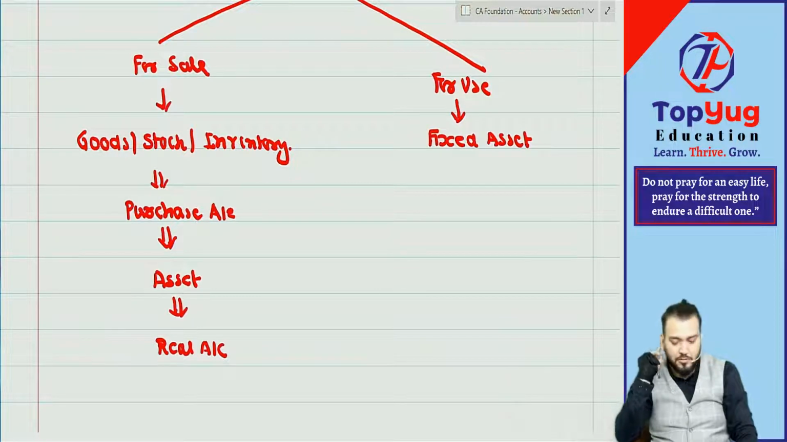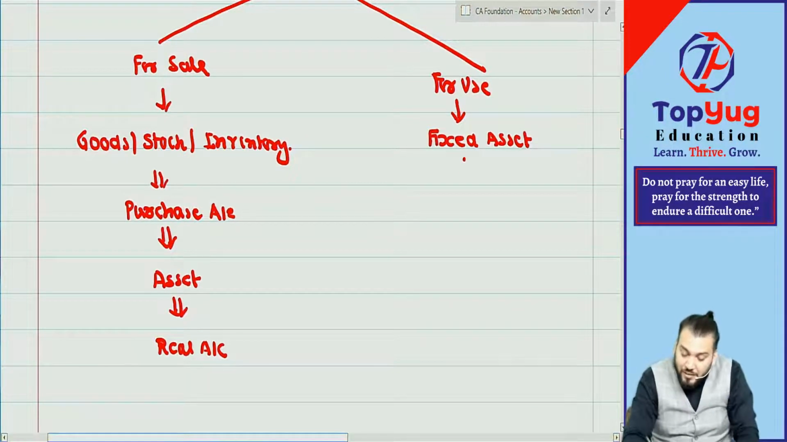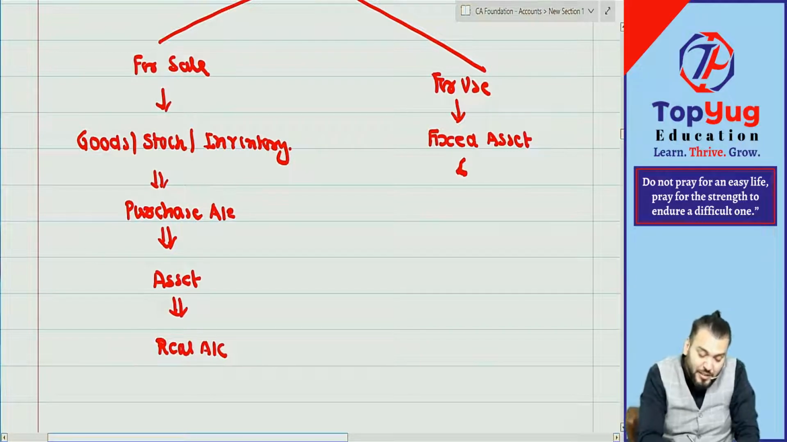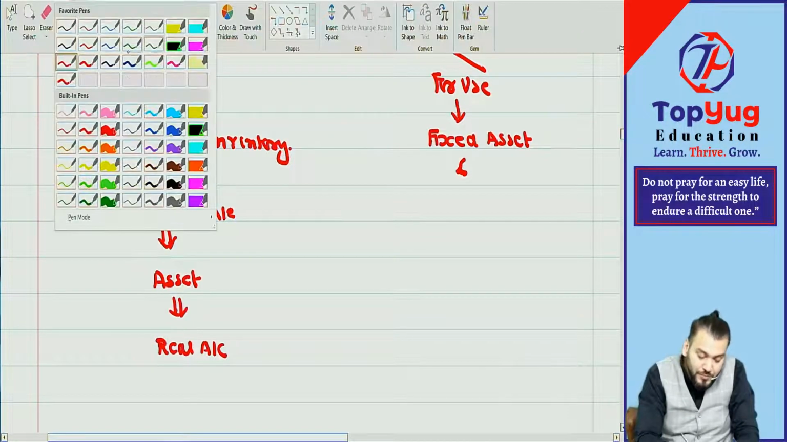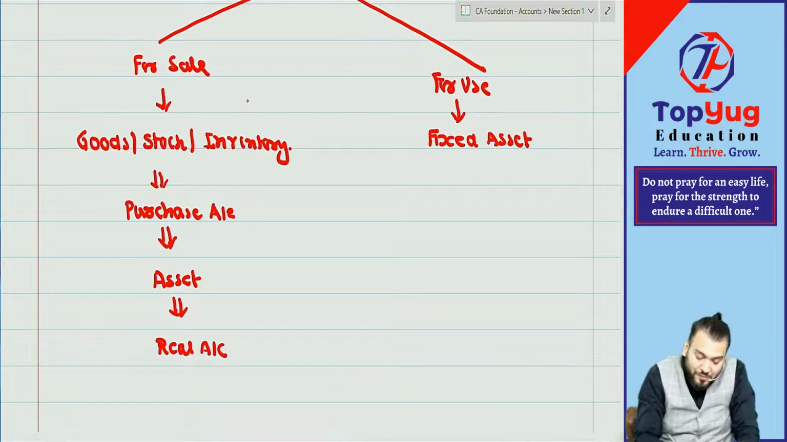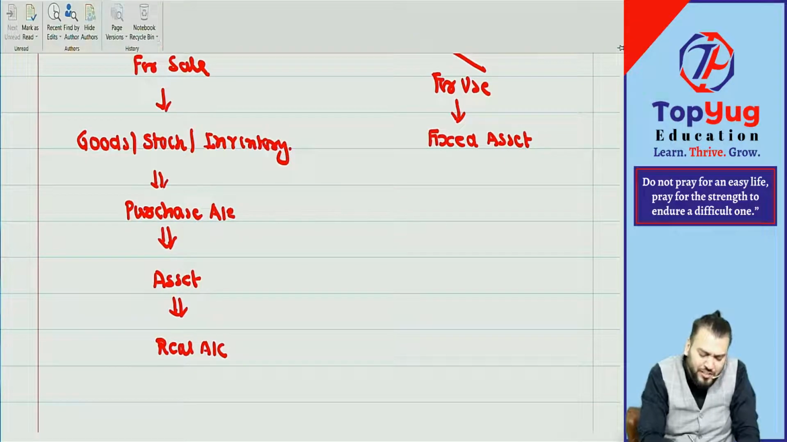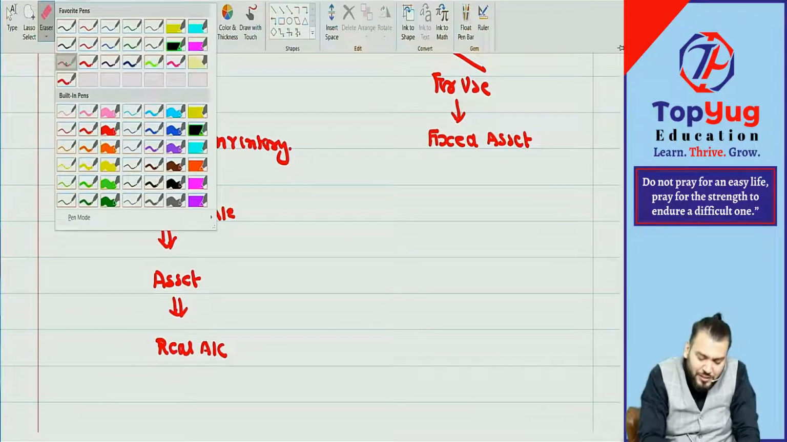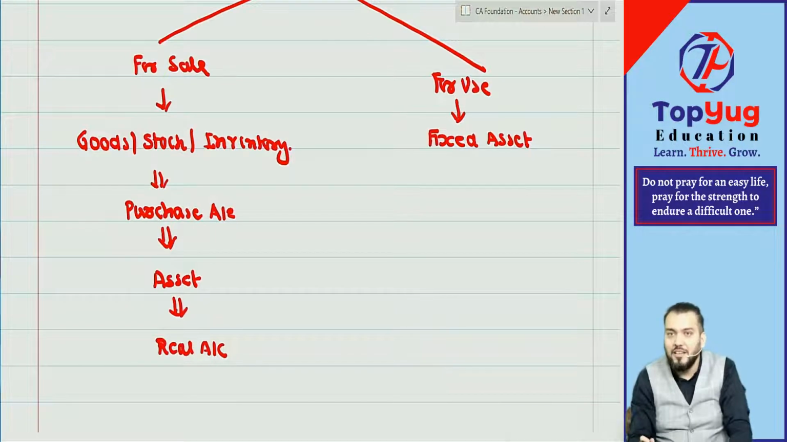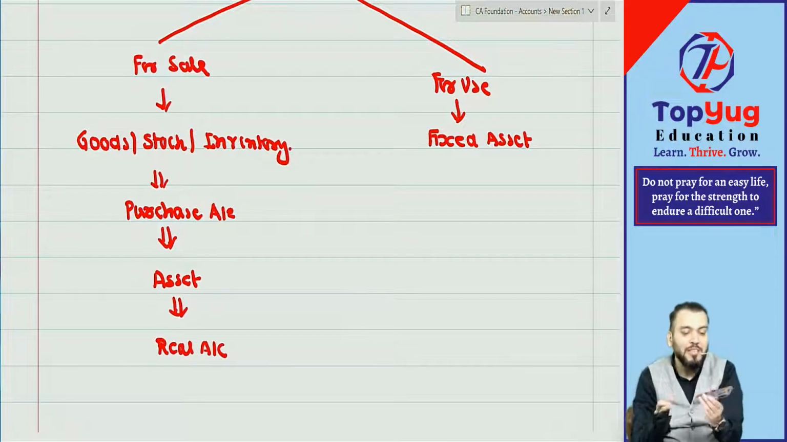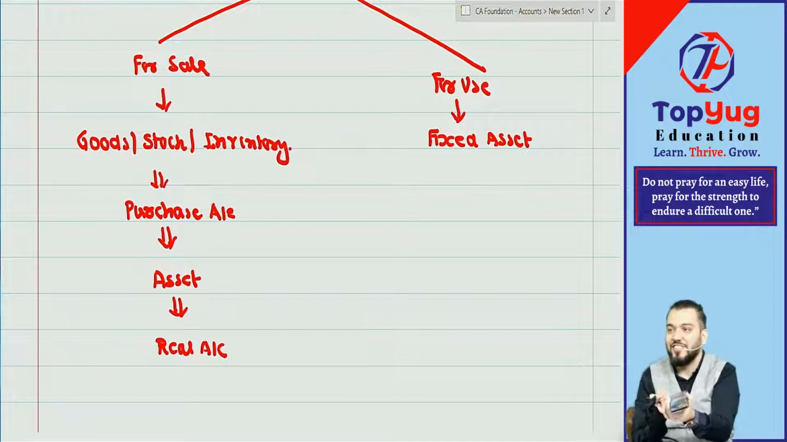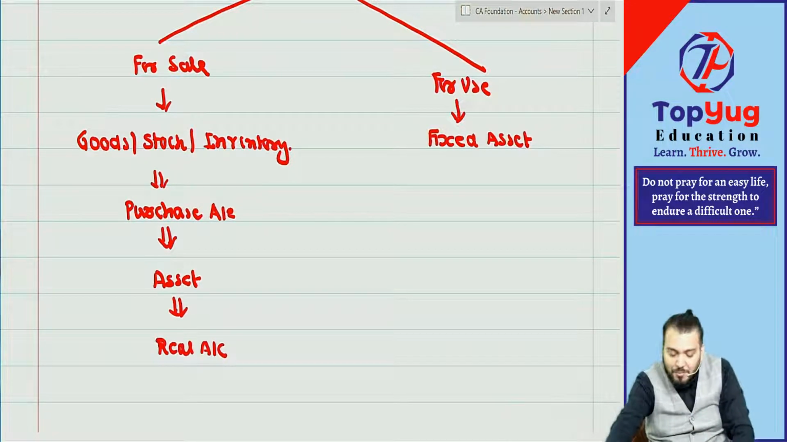Now, once again, when you purchase any asset for use, we call it what? Fixed asset. This is a name given: fixed asset. It does not mean it remains fixed. Now I purchase a mobile for use. The mobile is movable, it is not fixed. But the mobile will be known as a fixed asset in accounting terms. Are you able to understand?